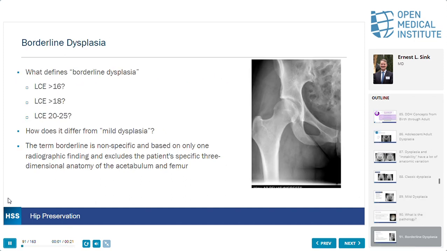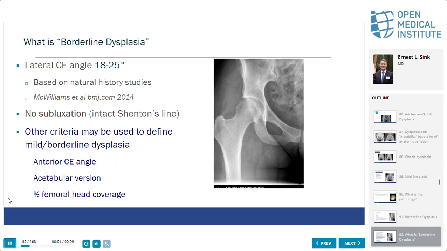Okay, what is borderline dysplasia? LCE 16, 18. Does everybody know how to measure LCE in here? So it's a measurement. I'll show center of the femoral head straight up to the edge of the socket. Okay, it should be under 25. All right, here you have dysplasia, but no break in Shenton's line, which is this line right here. So it may get arthritic, it may not. So you only treat those with symptoms.